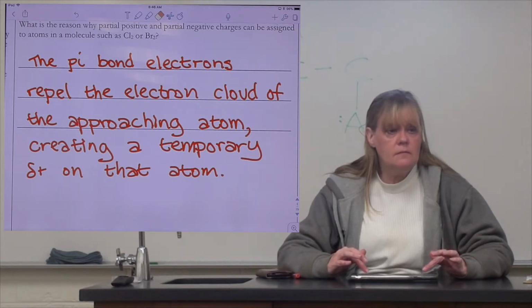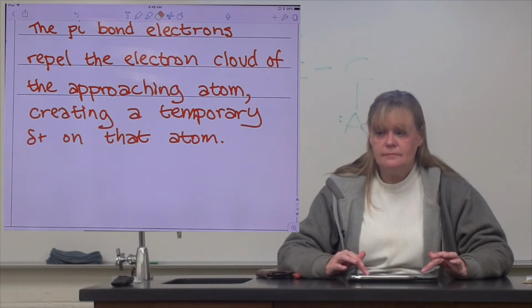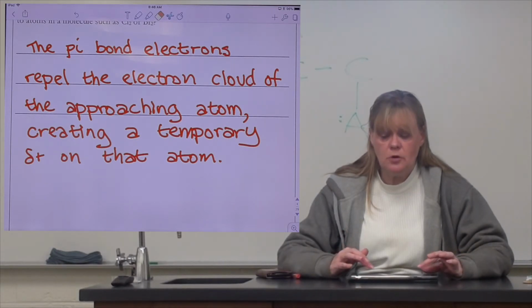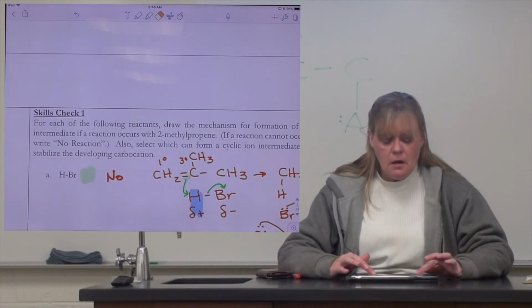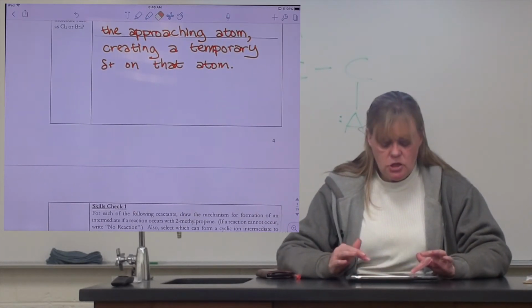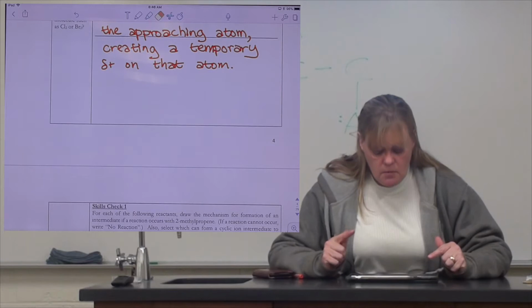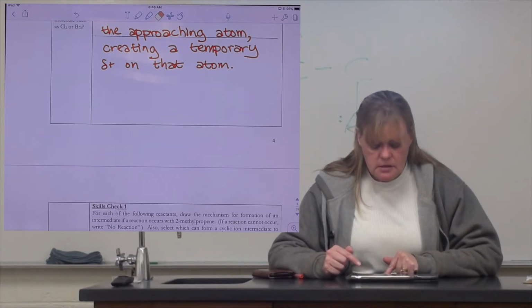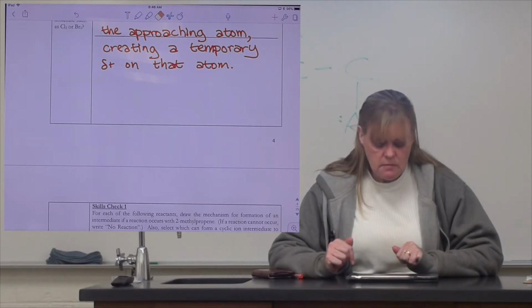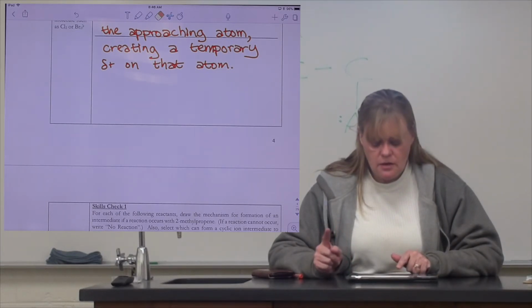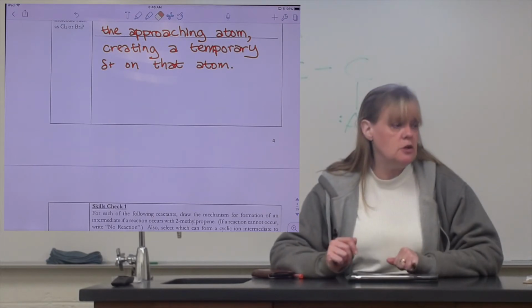Are we good to go? All right, so now all that's left is for me to show you how it applies to particular problems. For each of the following reactants, it says, draw the mechanism for the formation of the intermediate, and that's fine, but first, select which can form a cyclic ion intermediate.